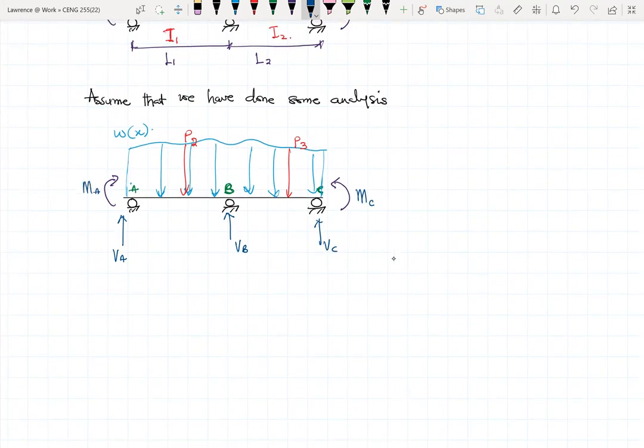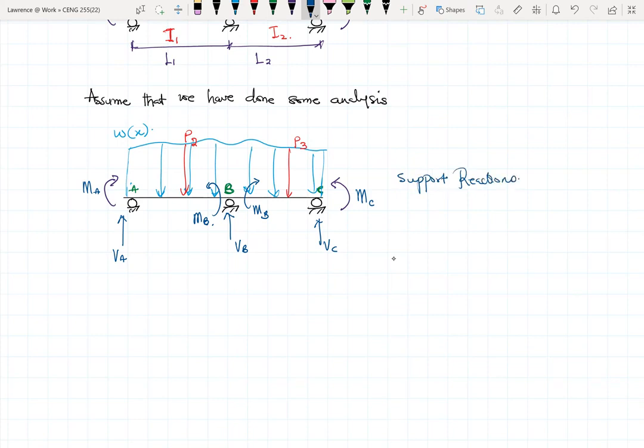And then if you have to split this into two, there'll also be a moment at B. Oops, I shouldn't use this color. Let me just go with blue again. There'll be a moment here, MB, another moment here, MB. Okay. So these are the support reactions.